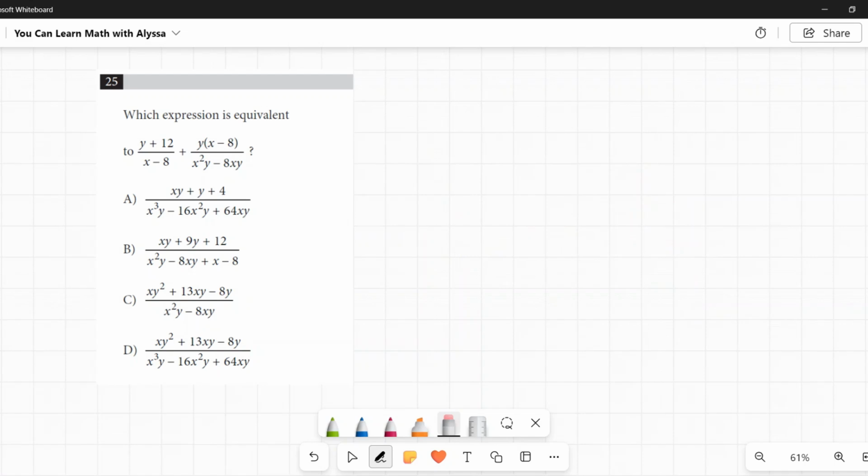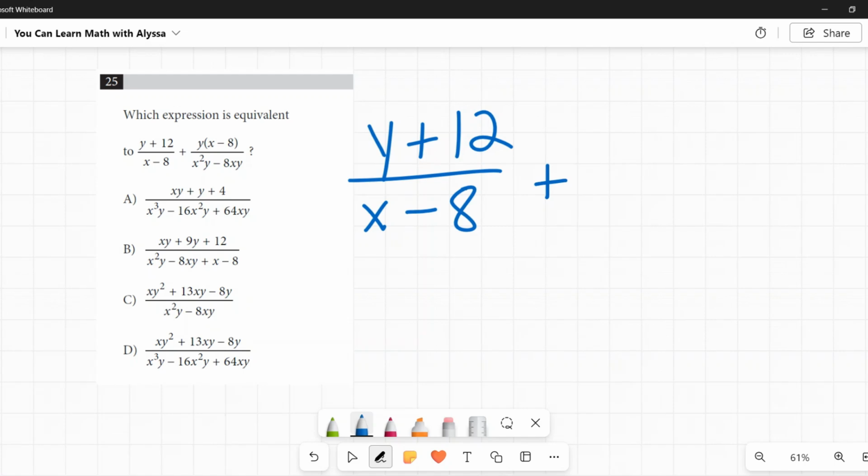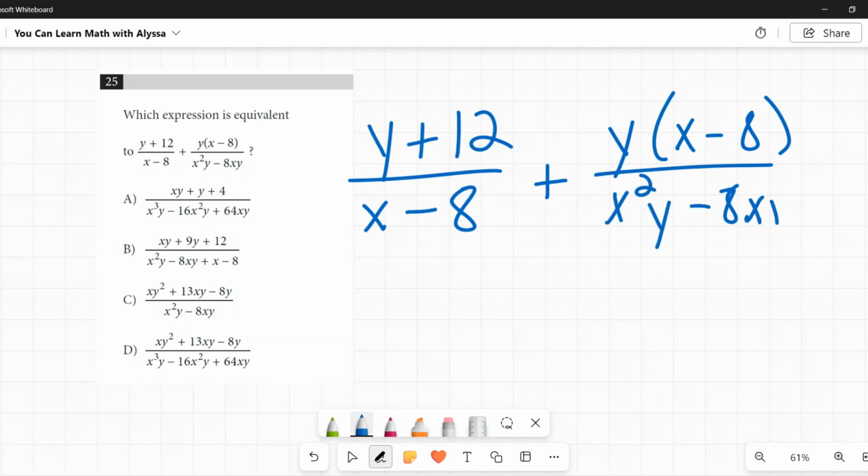So let's look at these two. First, I have y plus 12 over x minus y. And then I have y times x minus 8 over x squared y minus 8xy. Now, I see an 8 here and an 8 here, and there's an x here and an x here. Is there anything I could multiply this by to get to that? Well, what if we took out a greatest common factor over here? Over here, I've got two x's. You can always take out the smaller if the variables are in both terms.